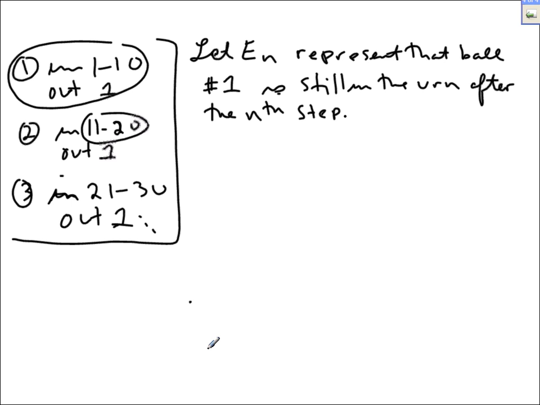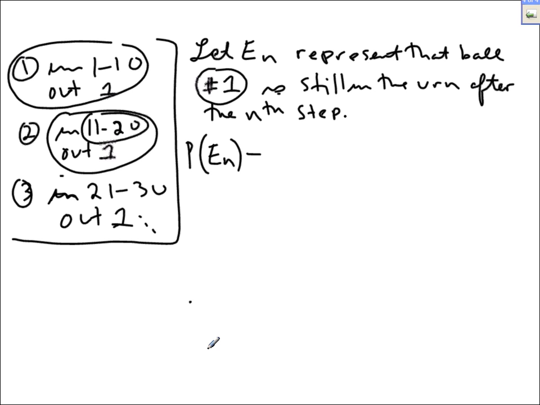Put in, take out. Step 2 is completed after we put in balls number 11 through 20, and we take out any old ball. Now, if I can show ball 1 is not there, and notice there's not going to be anything special about ball number 1, if ball number 1's not there, the same argument will follow that ball number 2 is not there. Okay. Now, what is the probability that the ball is still in the urn after the nth step?